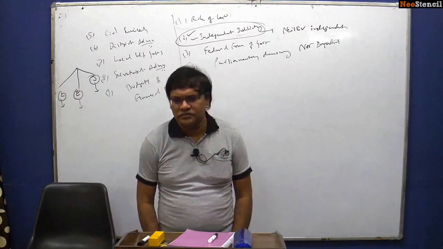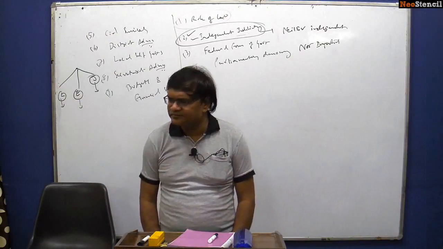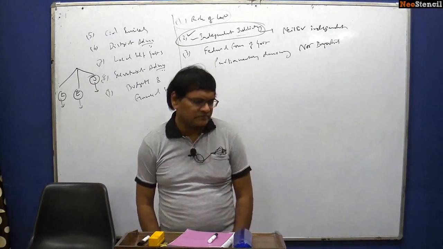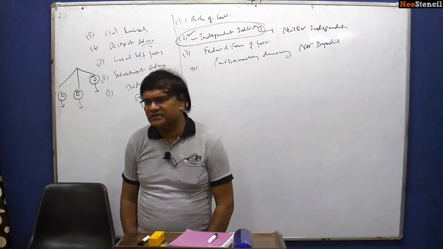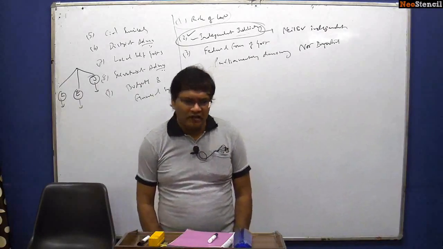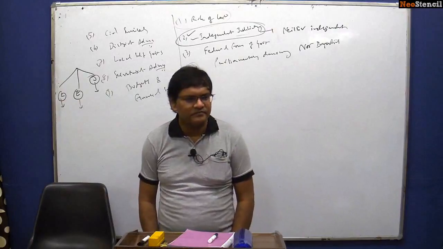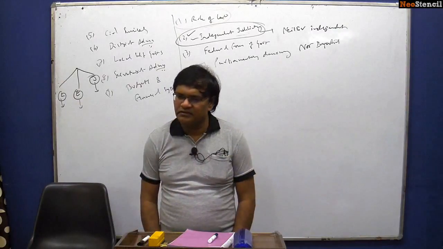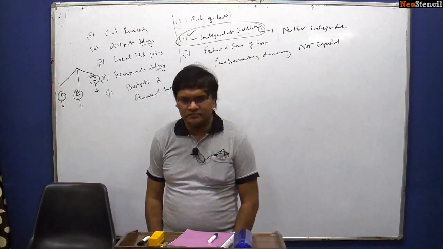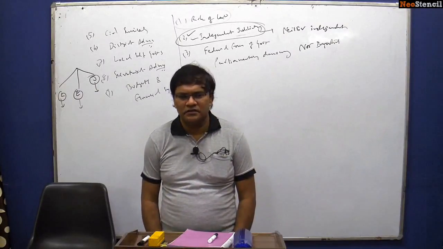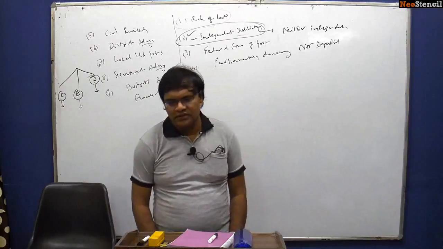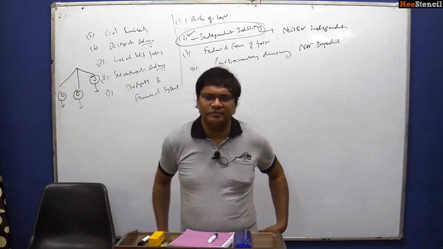That is the reason why the country was divided into provinces. What were the provinces at that point of time? The Bengal province, then Madras, then Bombay, then United Province, then Northern Provinces. Like this, they had divided the country into various provinces.